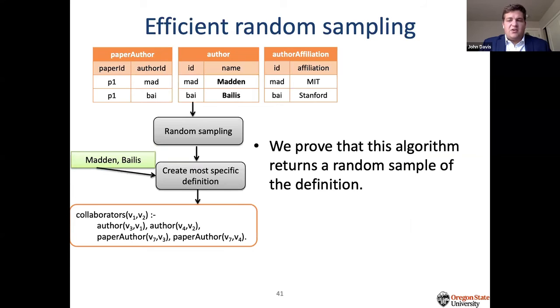As I mentioned, this algorithm returns a true random sample of the definition. This is proved further in the paper. Notice here that we have achieved random sampling prior to the full most specific definition generation.